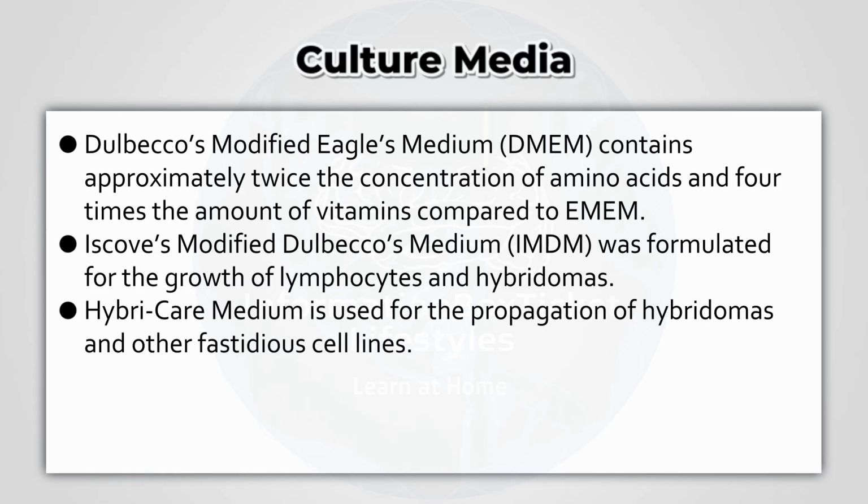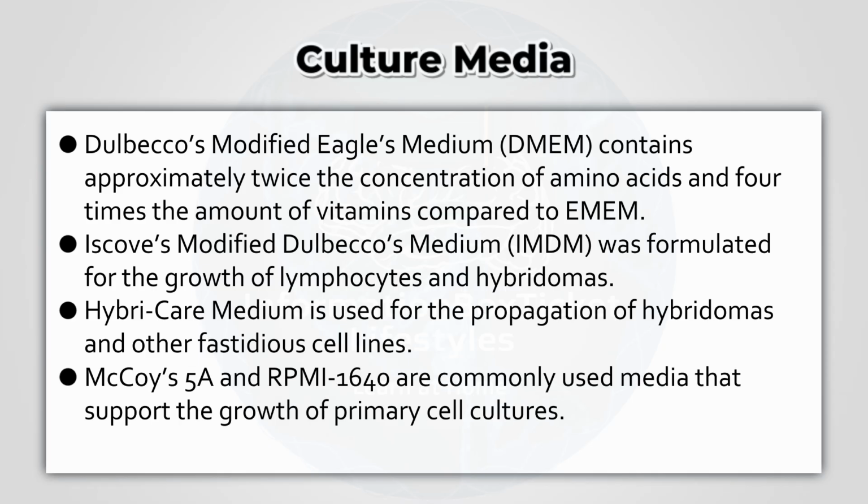Hybri-Care Medium is used for the propagation of hybridomas and other fastidious cell lines. McCoy's 5A and RPMI 1640 are commonly used media that support the growth of primary cell cultures.